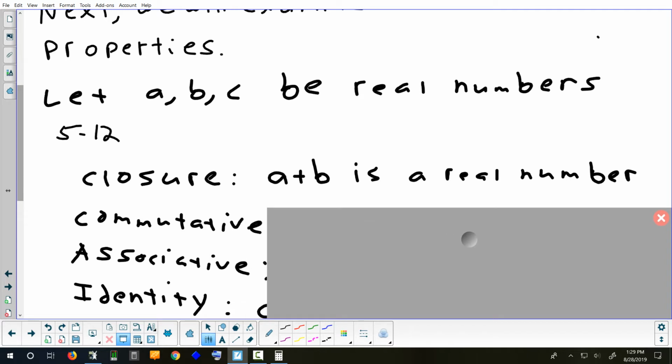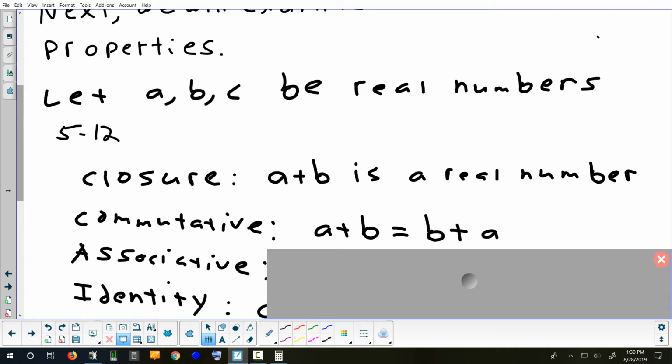Commutative. What does it mean to commute? If two things are commuted, they're transported. Yeah, they moved, went from one place to the other. So the commutative property for addition basically says we can add two numbers in any order we want. Basic algebra 1, pre-algebra, right?